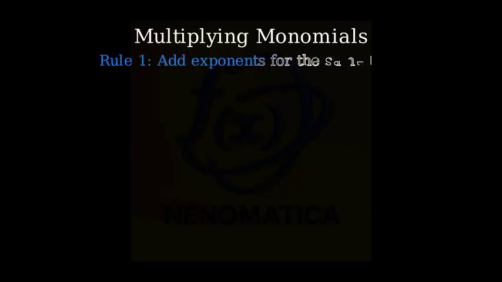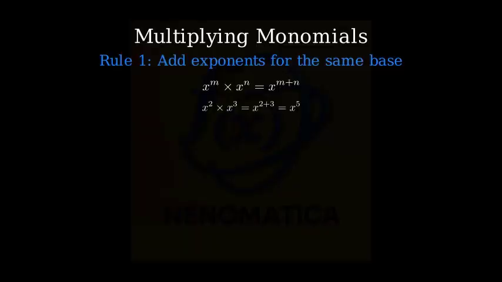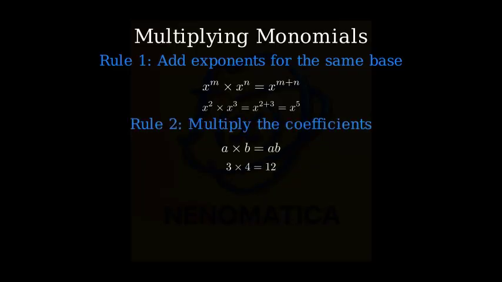Welcome to our lesson on multiplying monomials. Today we'll learn how to multiply algebraic expressions with variables to different powers. When we multiply monomials, we need to remember two key rules of exponents. The first rule is that when we multiply terms with the same base, we add the exponents. For example, x squared times x cubed equals x raised to the power of 2 plus 3, which is x to the fifth power. The second rule is that when we multiply coefficients, we simply multiply the numbers together normally.